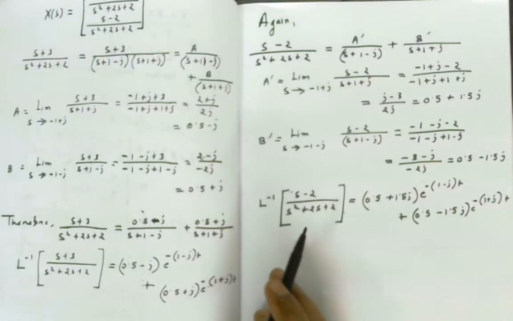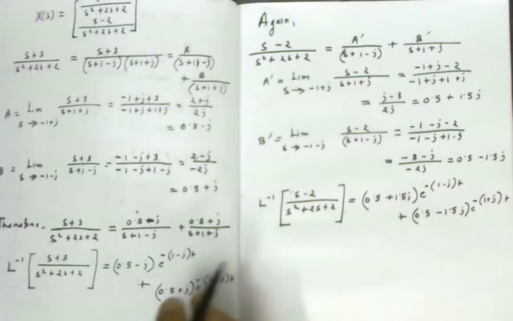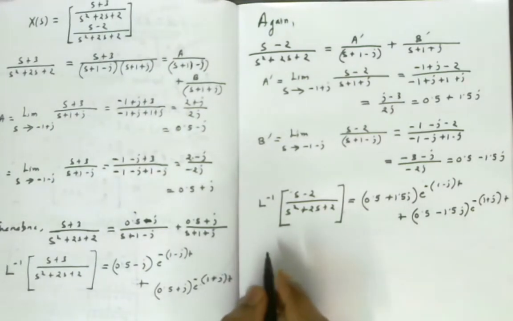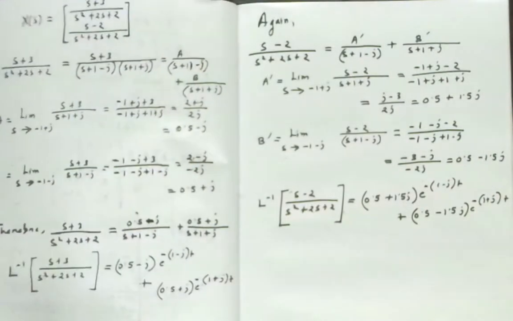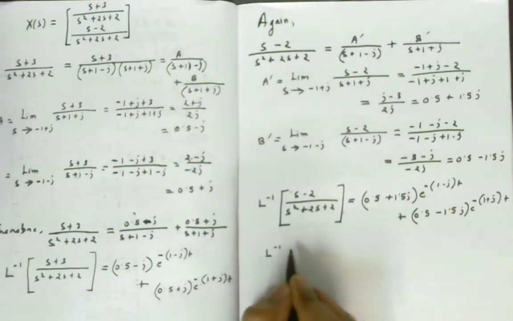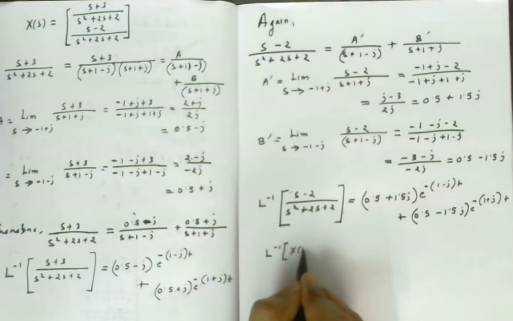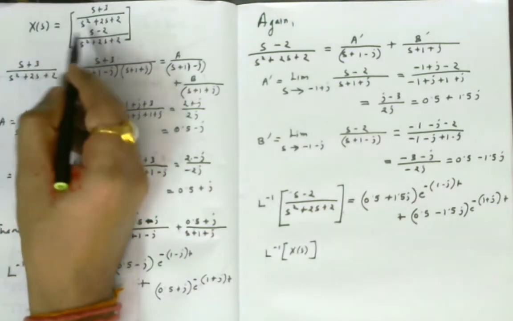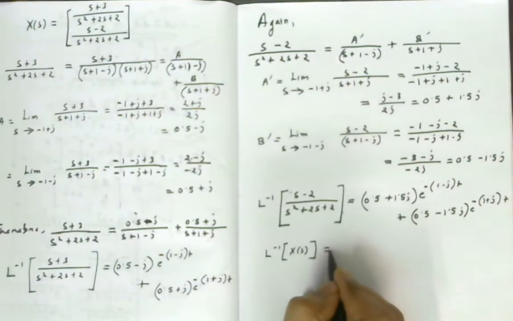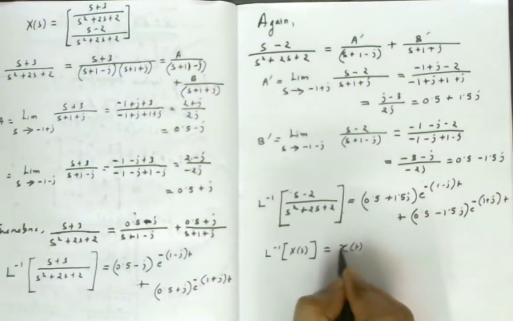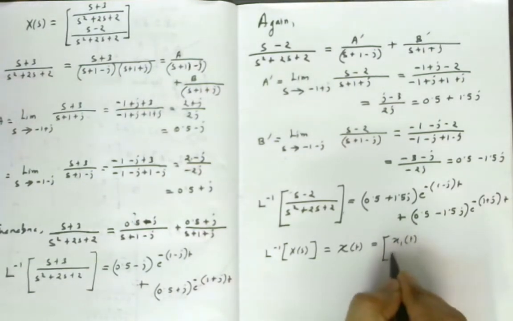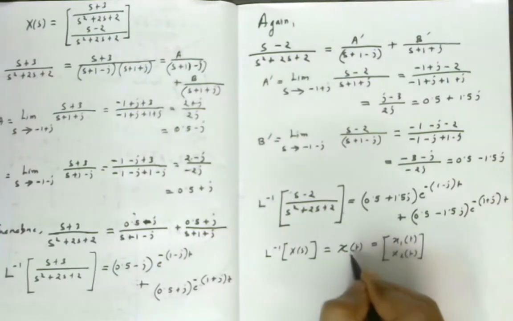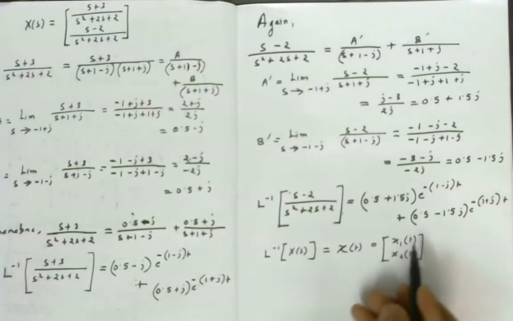Therefore, the solution of the differential equation, that is the Laplace inverse of X(s), and I have found the Laplace inverse of X(s) already, that will lead to you x(t), which is equal to x1(t) and x2(t). x(t) is a vector and the individual state variables are x1(t) and x2(t) in time domain.